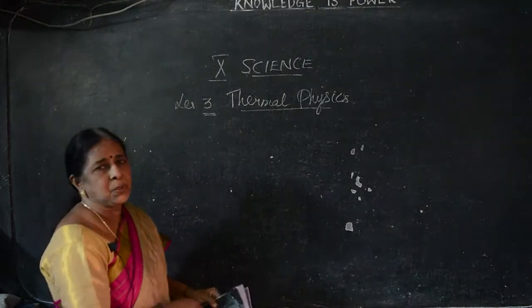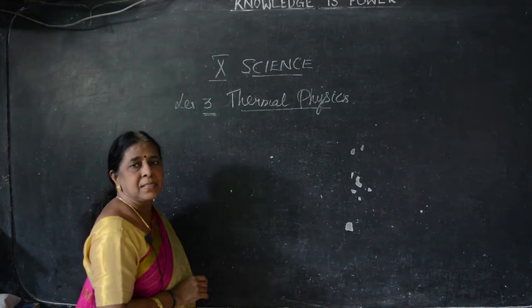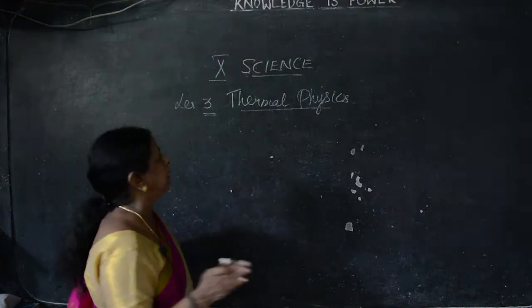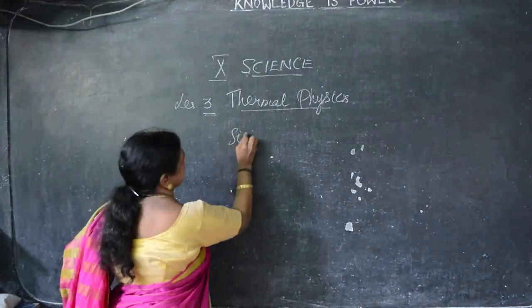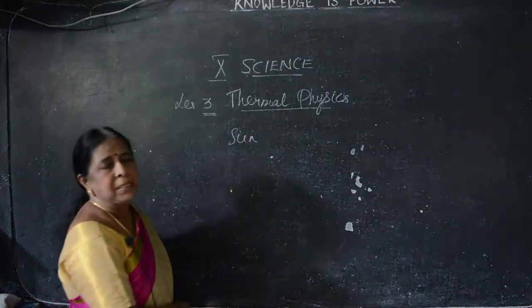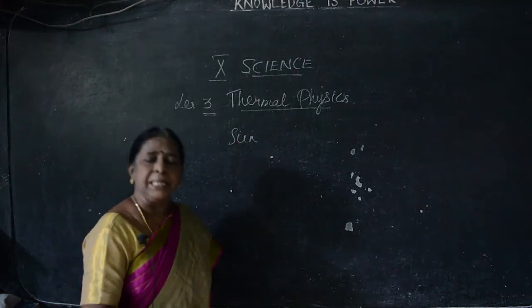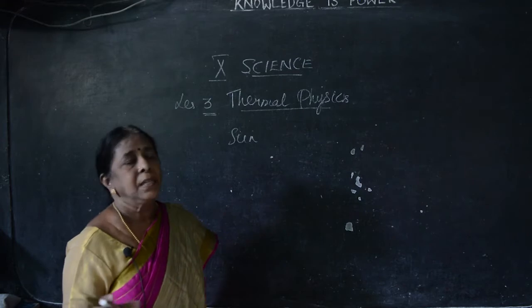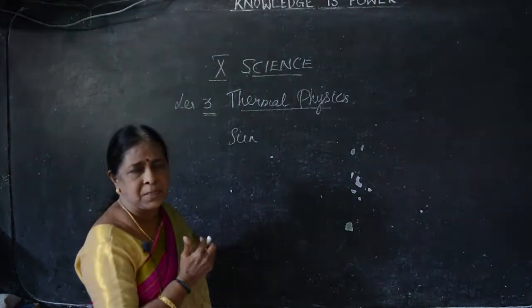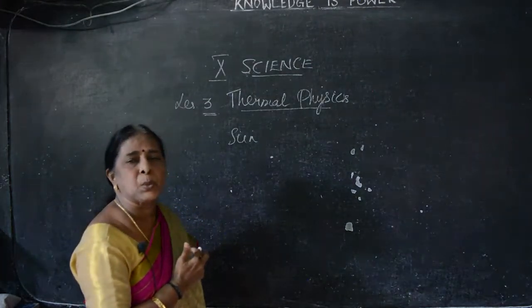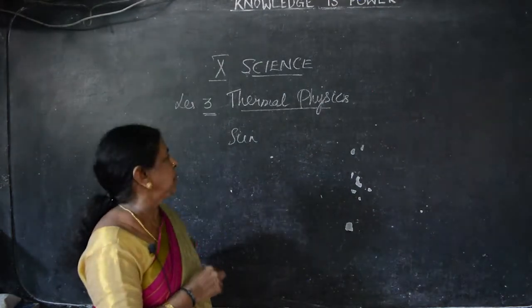So, first we have to say from where we are getting the heat. Which is the primary source of heat? Sun is the primary source of heat. Every living organism needs heat in a certain quantity, and that can be taken from the sun only. Sun is the main source of heat energy. Okay.